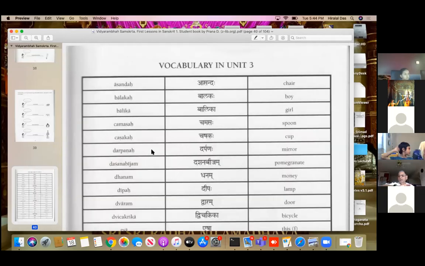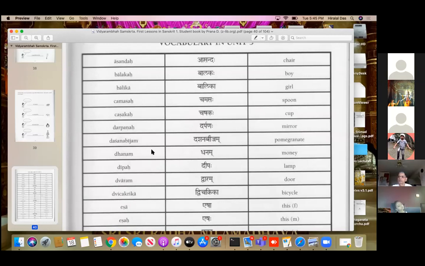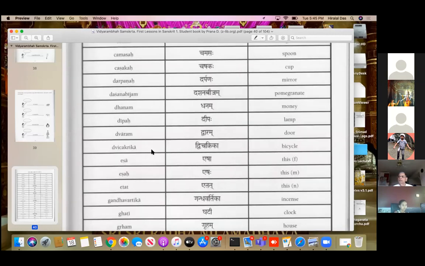Now, time to do your vocabulary. Remember these words, okay? I'll scroll it down when you say it. बालिका. बालकः, boy, बालिका, girl. धनम्, बहलान, द्वारा, ईशा, ईशः, एतत्, कति.